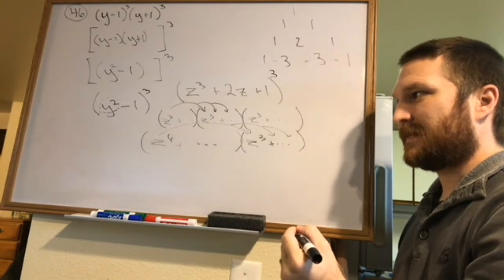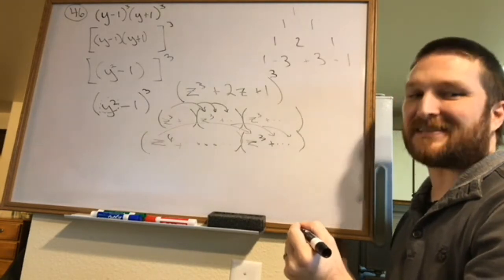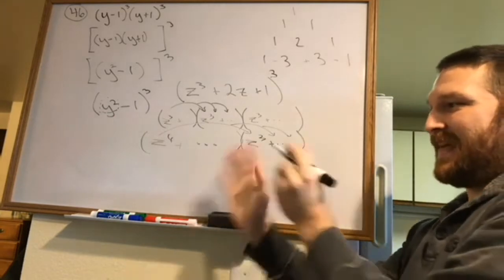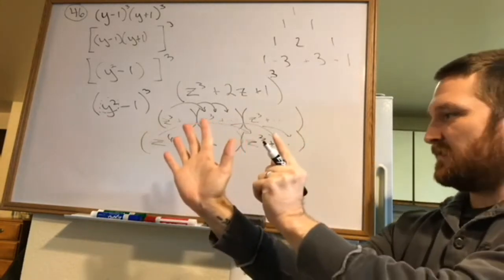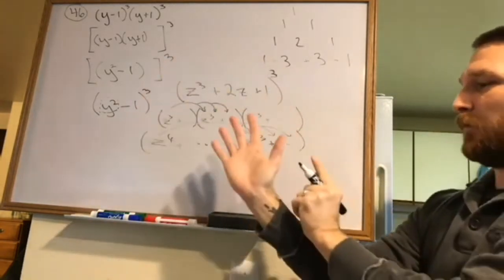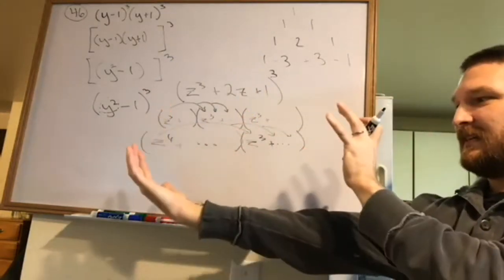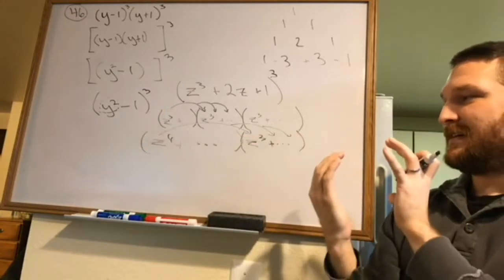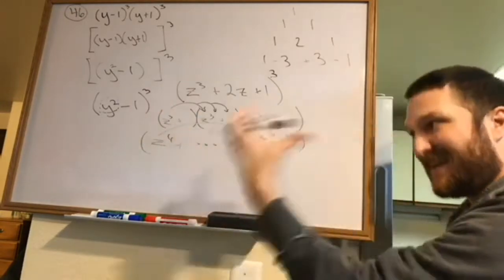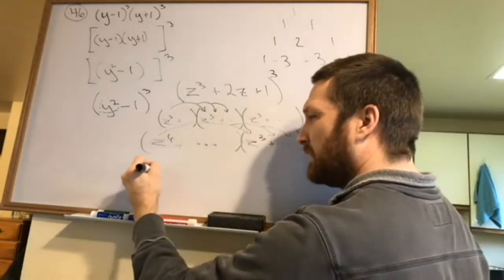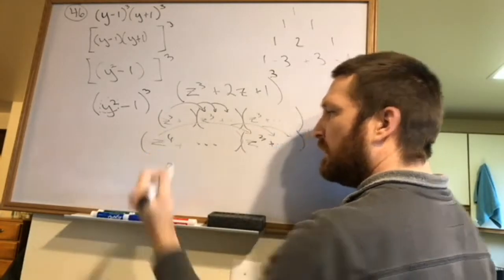Nine. Z to the 9th, exactly. That means I take 6 z's and then I bring it over and I multiply it by something with 3 z's. I have a total of 6 z's times 3 z's. Altogether, I have 9 z's. And so, okay, z to the 9th.